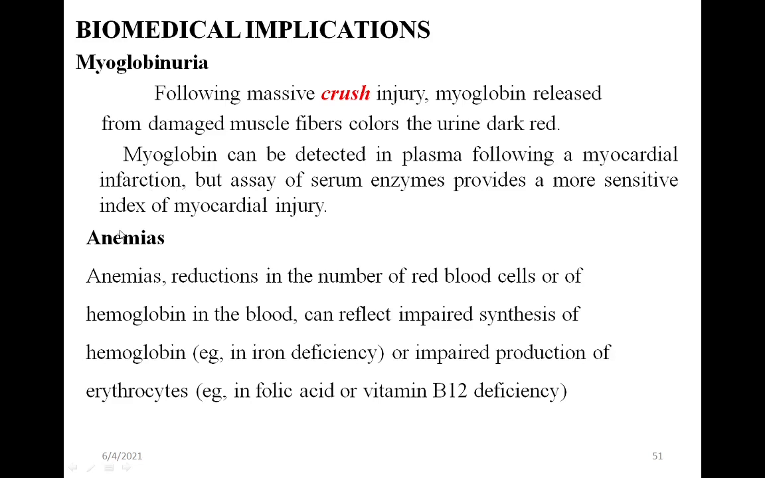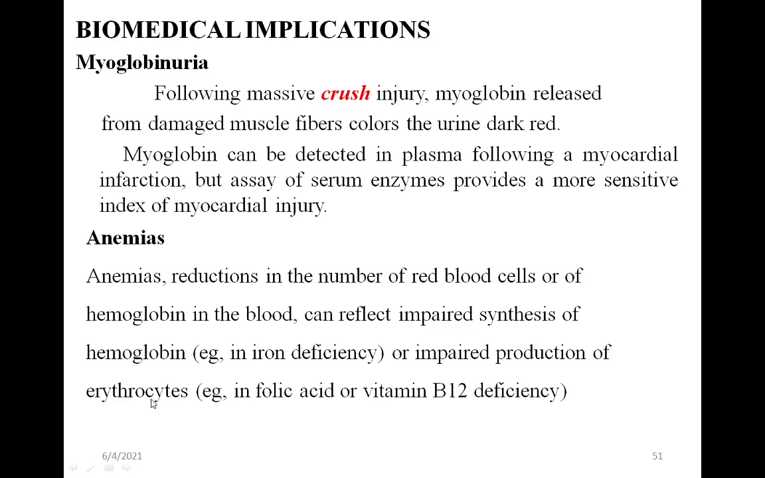I am not going to repeat the rest of the enzymes because you have already finished the clinical enzymology class. Anemia. Now, what is anemia? Anemia is the reduction in the number of red blood cells or of the hemoglobin in the blood. It can reflect impaired synthesis of hemoglobin due to iron deficiency, or impaired production of the erythrocyte.